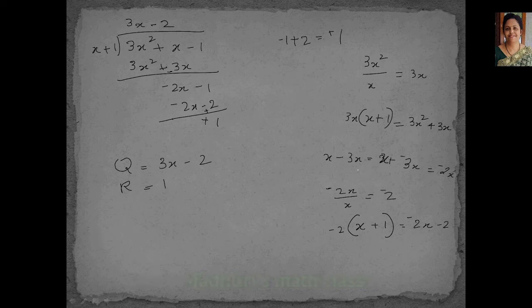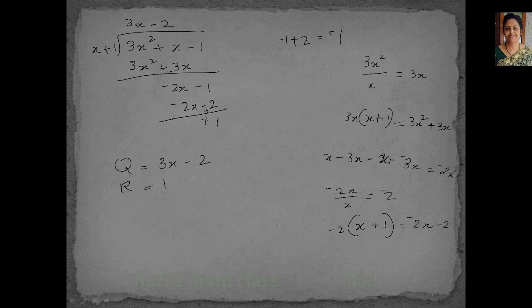So negative 2x divided by x is negative 2. This will be the second term of the quotient. Now multiply the second term of the quotient into the divisor. Negative 2 into x plus 1 is negative 2x minus 2. We will subtract this from the dividend. You will get plus 1 as the remainder.